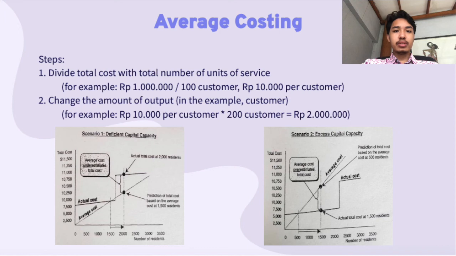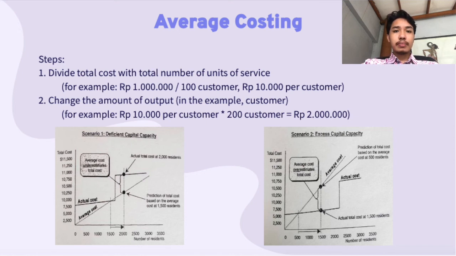To calculate the change in cost, simply substitute the x, or the unit amount of output, in the variable. Aside from the two methods, there is also average costing. Average costing uses the current unit cost to estimate the amount of total cost with a different output level. To calculate the average cost, divide the total cost by the number of units of service. For example, 1 million rupiah divided by 100 customers amounts to 10,000 rupiah per customer. And then change the amount of output and multiply it by the previous rupiah or dollar amount per output.